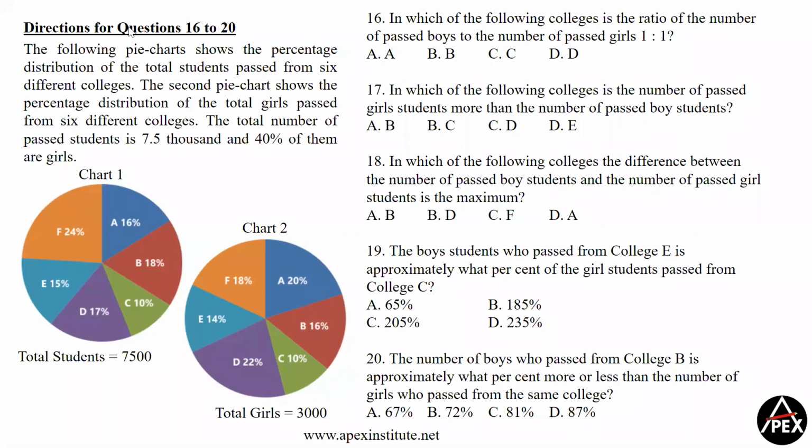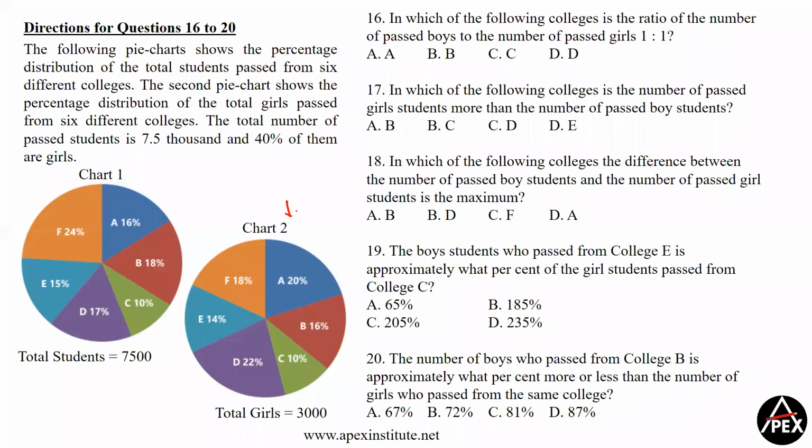Yes, guys. Now, first understand what was given in the question. The following pie charts, we have two pie charts here, show the percentage distribution of total students passed from 6 different colleges. So we have 6 different colleges A, B, C, D, E, F, isn't it? The second pie chart shows the percentage distribution of total girls passed from 6 different colleges.